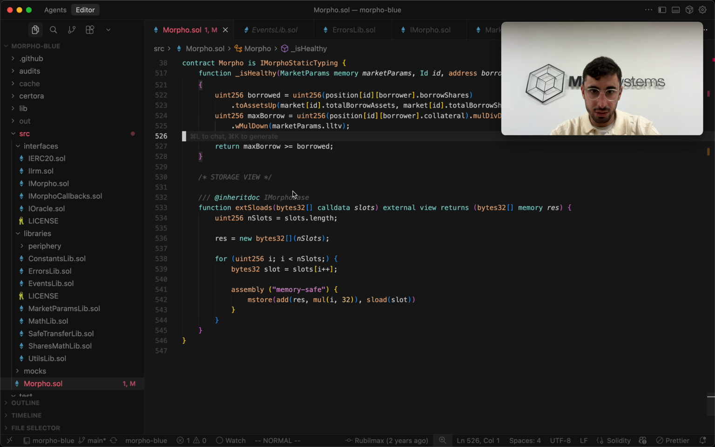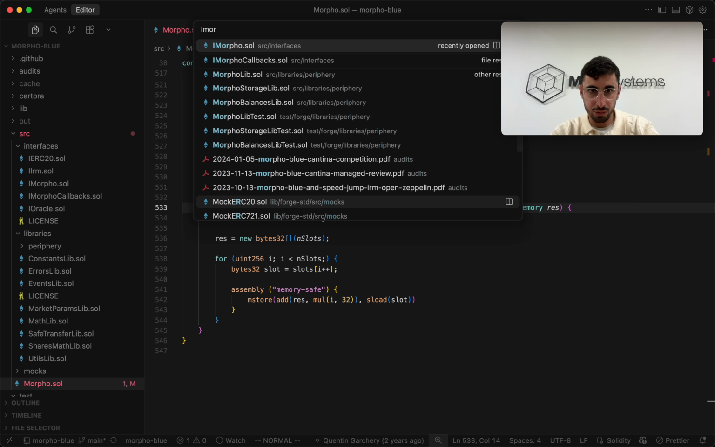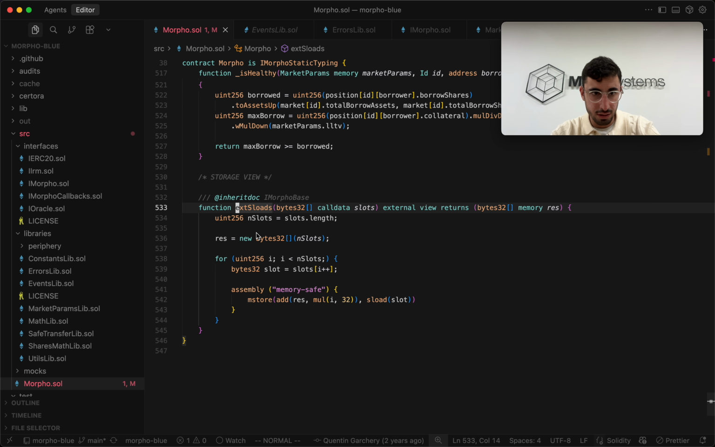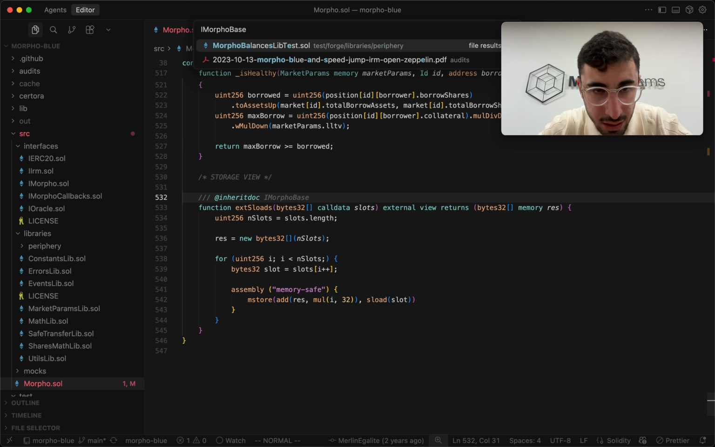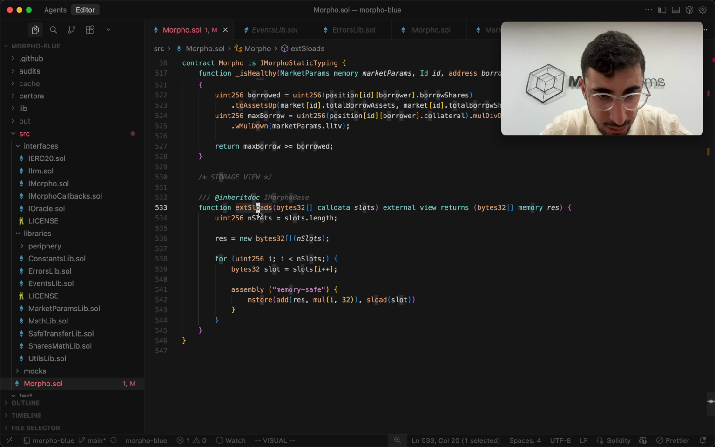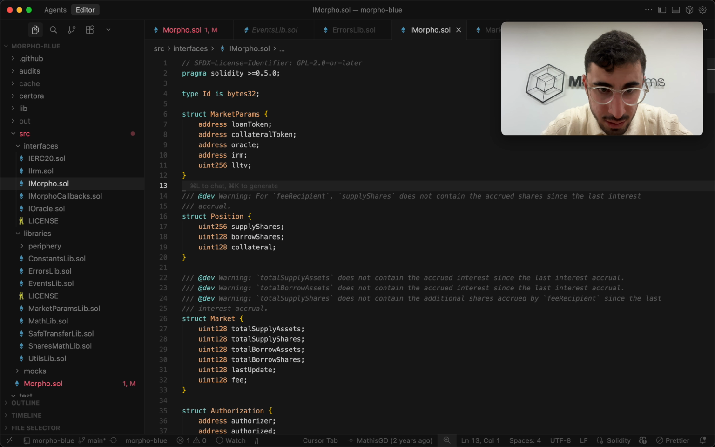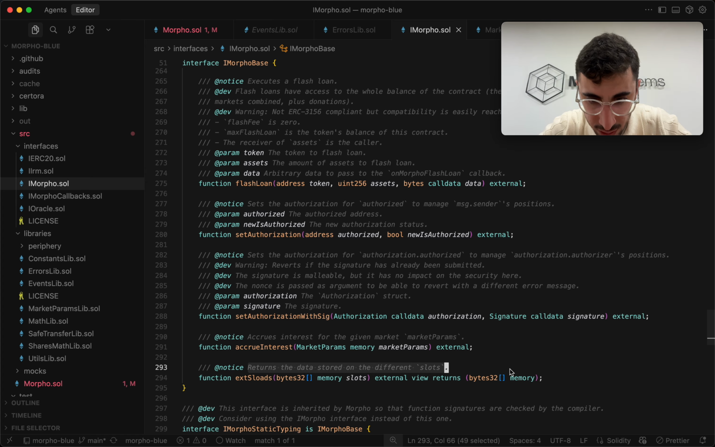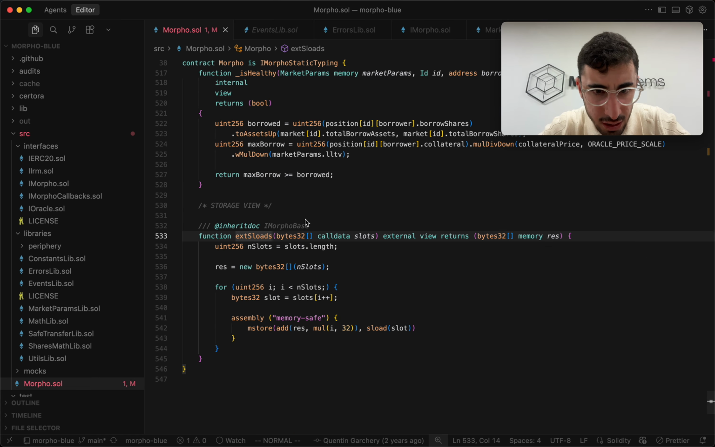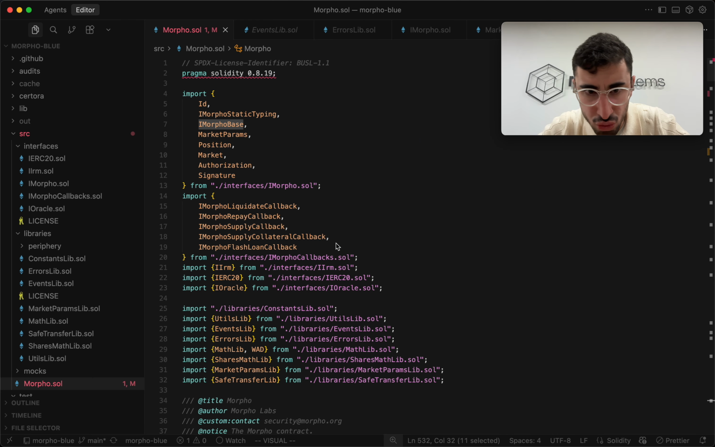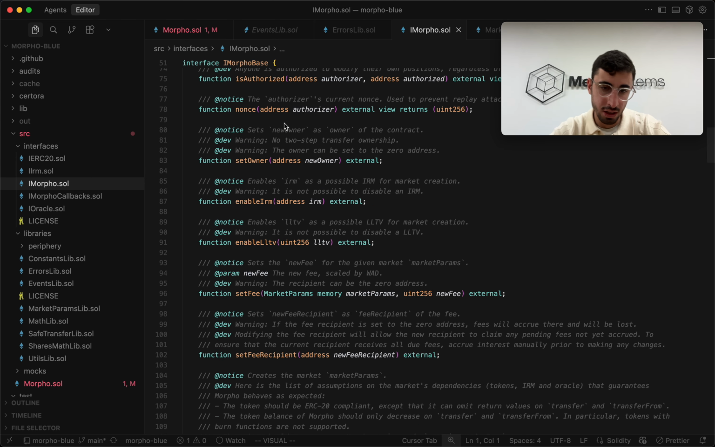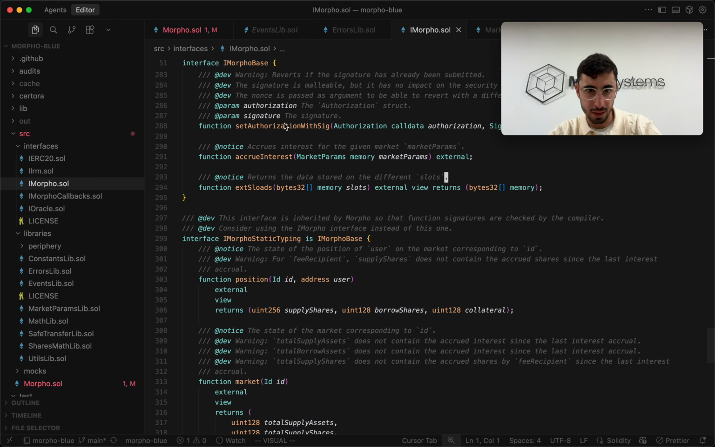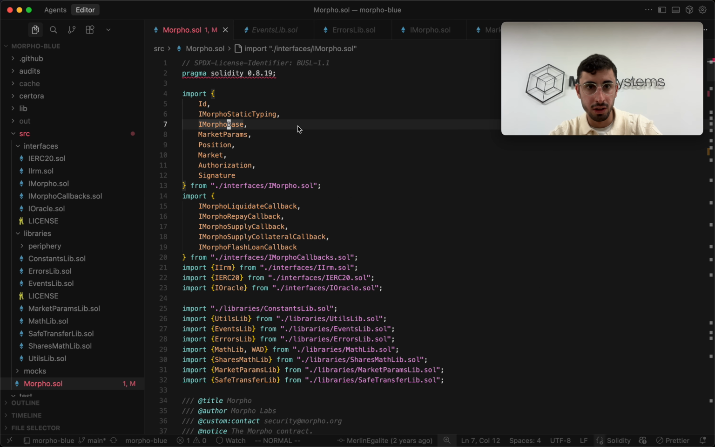Actually, it would be interesting to read about this in the IMorphoBase. Where's the interface? IMorphoBase? There is no IMorphoBase. Is it in here? Returns the data stored on different storage slots. Oh, it's inside IMorpho. Okay. They have a couple of interfaces in the same file. Cool.